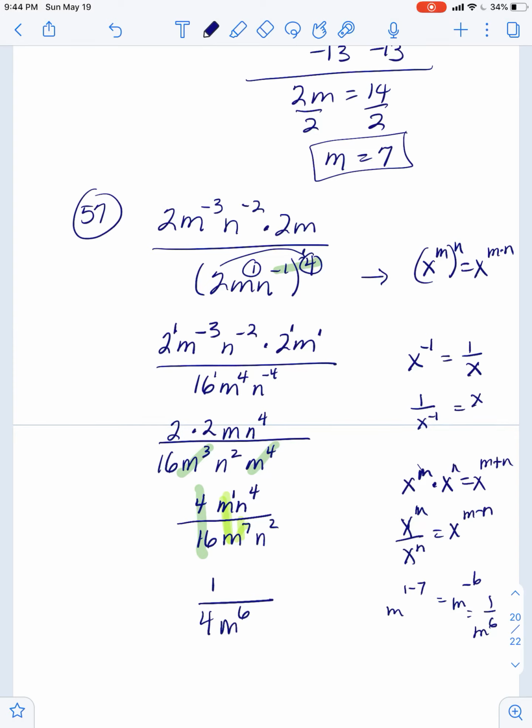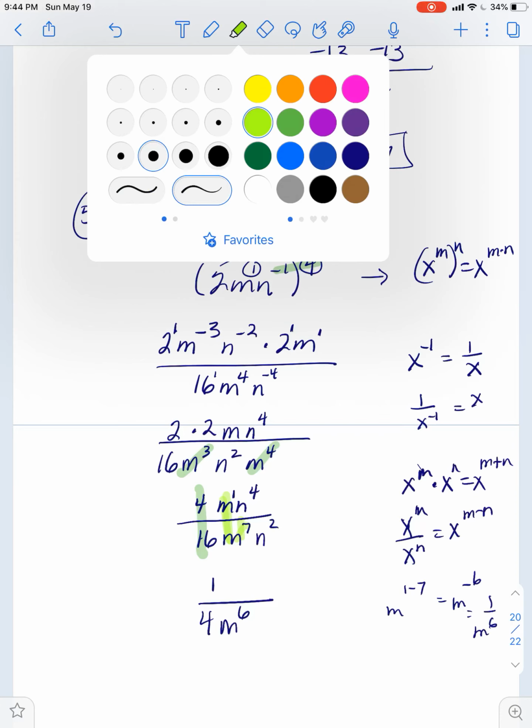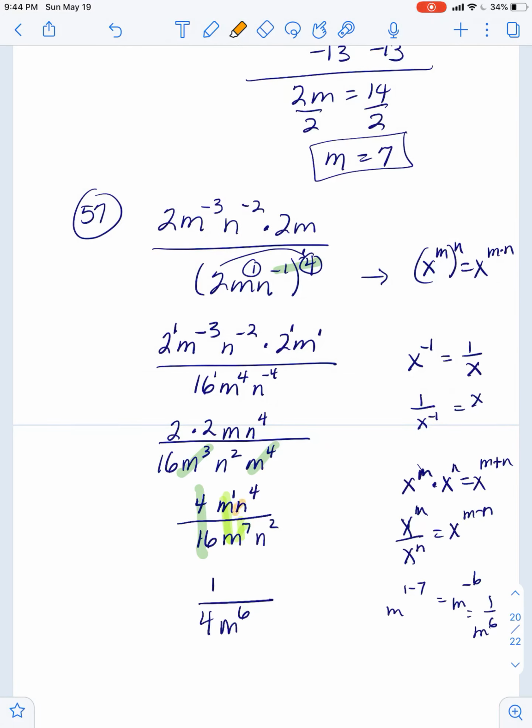And then I'm going to do my n's the same way. I have an n to the 4 and an n squared. So 4 minus 2, always do bigger minus smaller, is how I do it. That's a 2, and I just look, and 4 is bigger than 2, so it goes in the numerator. Final answer.